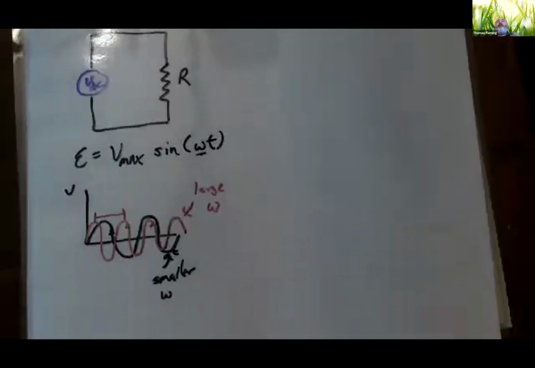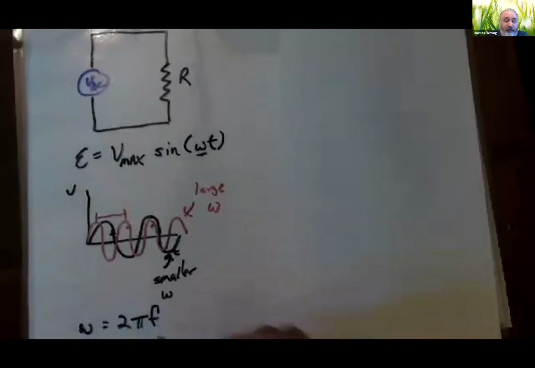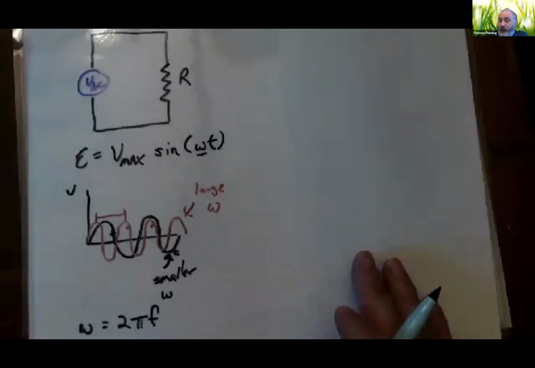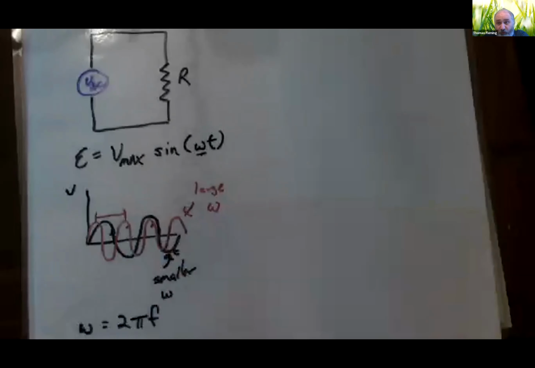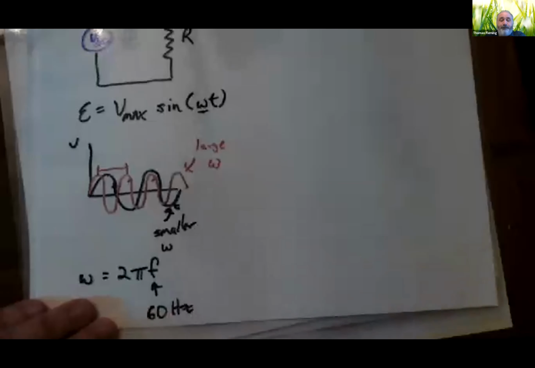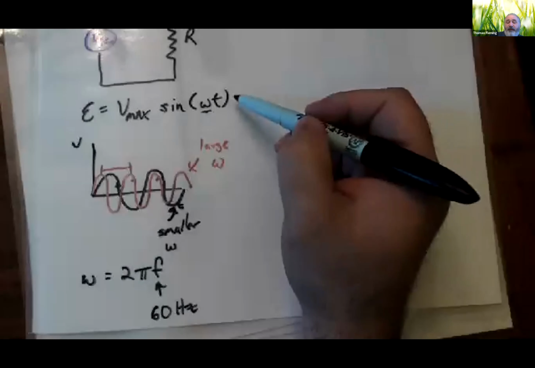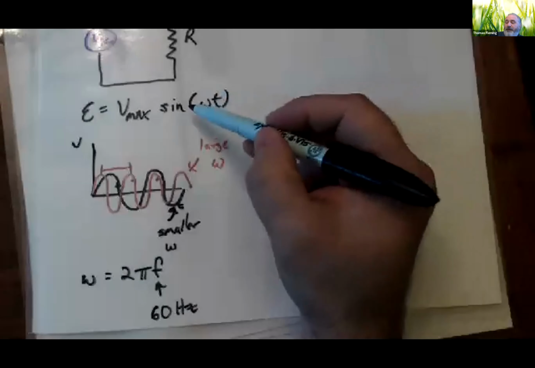And for AC circuits here in the United States, the standard value for omega is about 377. The reason for that is because omega is equal to 2 pi times the frequency that we alternate with. The frequency is the number of peaks per second of time. And in the US, we tend to use a frequency of 60 hertz. So regardless, we're going to have a voltage that looks something like this, where it's going to go up and down.